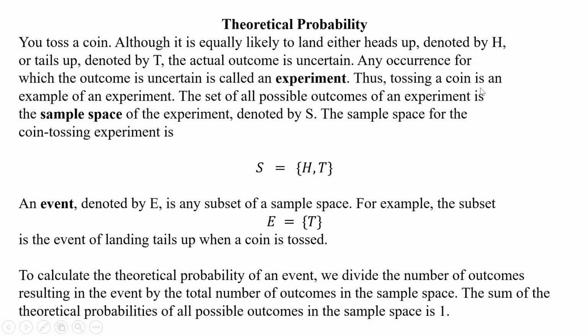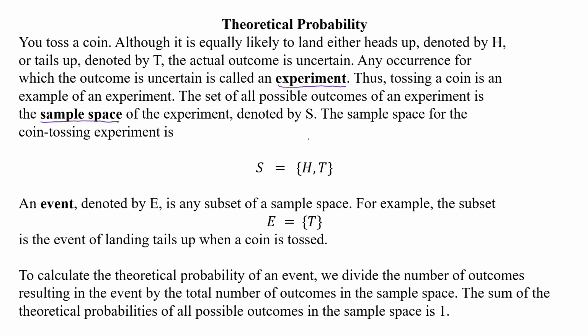Now, theoretical probability. Say you toss a coin. Although it's equally likely to land heads up, denoted H, or tails up, denoted T, the actual outcome is uncertain. Any occurrence for which the outcome is uncertain is called an experiment. That's a word we need to know. Thus, tossing a coin is an example of an experiment. A set of all possible outcomes of an experiment is called the sample space, another good word to learn.